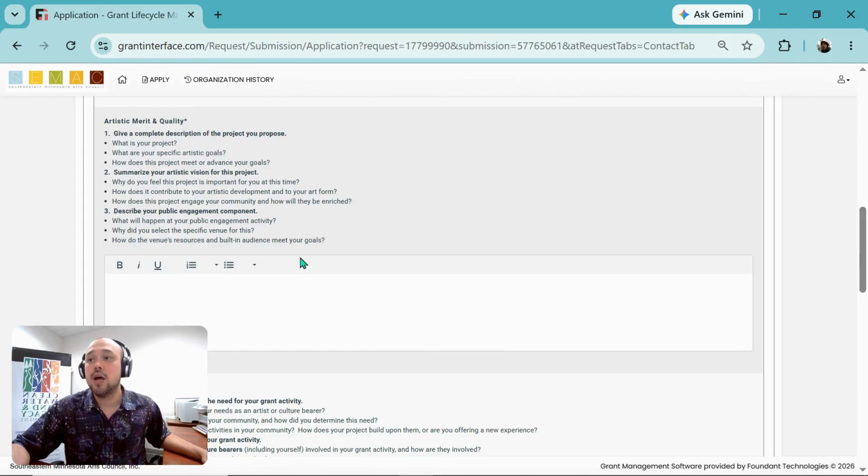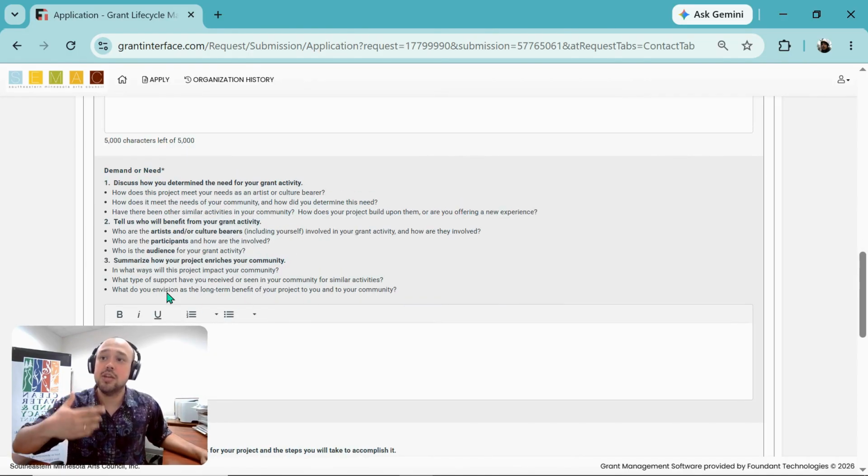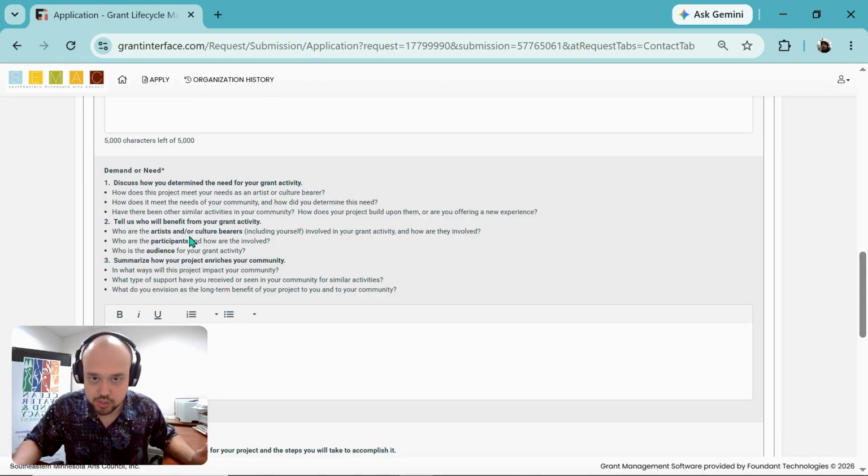Okay, let's move on to the second criterion, demand or need. Again, take your time to read these 3 points with the questions under it. The second criterion here, when reviewers read this section, they're trying to understand why this project is important and who it serves. In other words, why does this project need to happen? Who benefits from it? What opportunities does it create? What gap, interest, challenge, or need does it address?